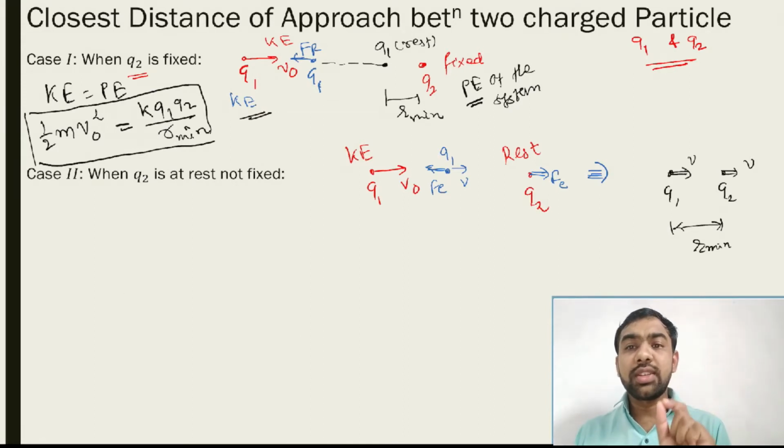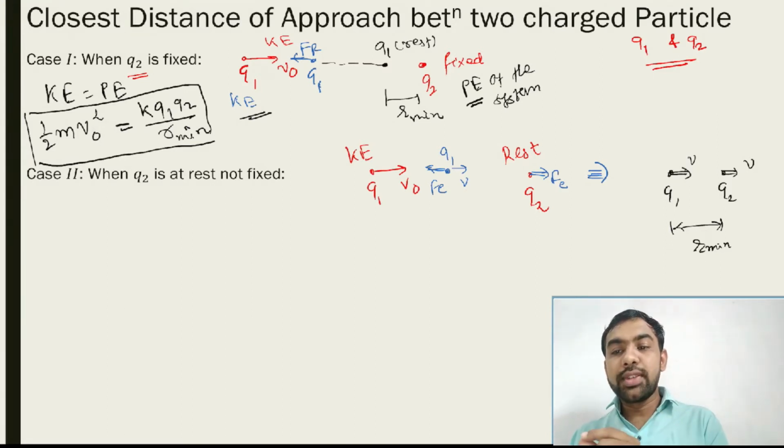Exactly like the collision concept. You remember the collision concept. When both particles are moving with the same speed, the distance is minimum. After that, the speed of Q2 increases and the speed of Q1 decreases. Why?